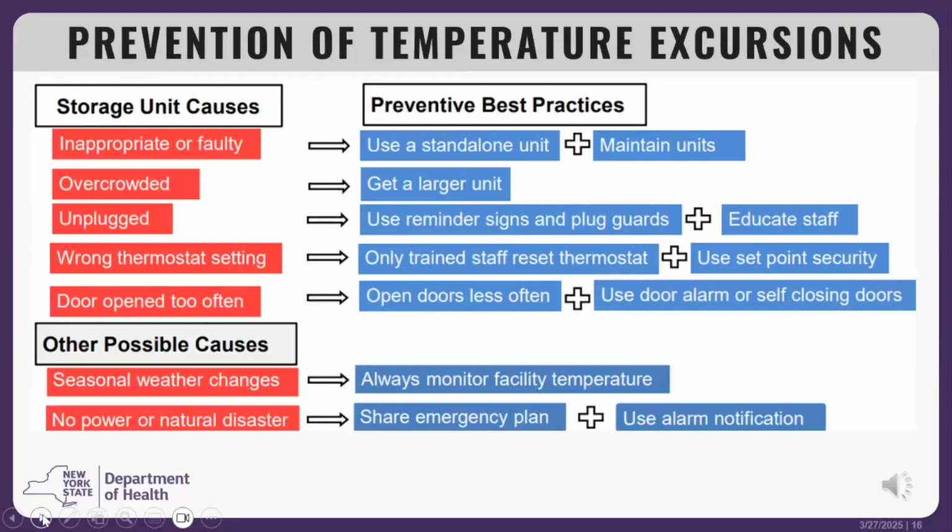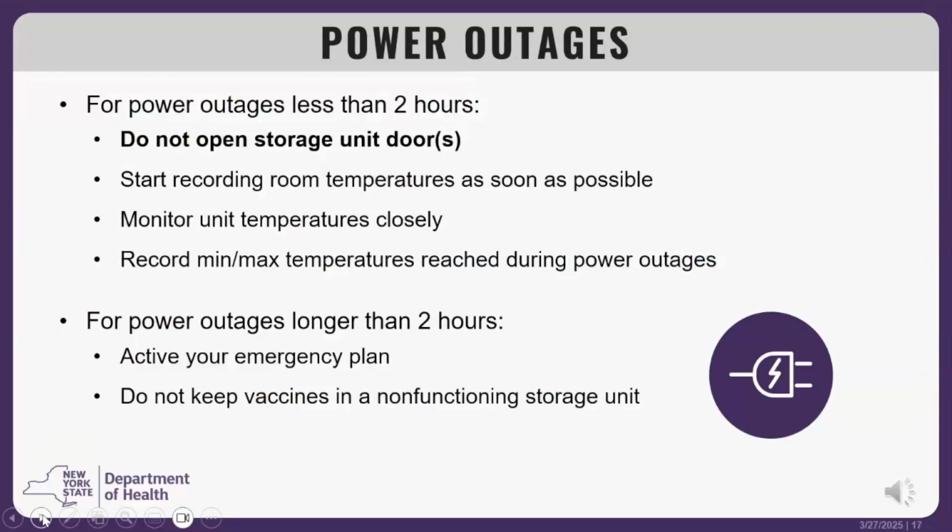For short-term power outages that you anticipate will last less than 2 hours, do not open storage unit doors. Depending on the room temperature, storage unit temperatures can often be maintained with water bottles in the refrigerator and frozen water bottles in the freezer. You'll need to monitor the temperatures regularly during the outage. As soon as possible, start recording and monitoring both the room temperature and internal temperature of the storage units. You should also record minimum and maximum temperatures reached during the power outage.